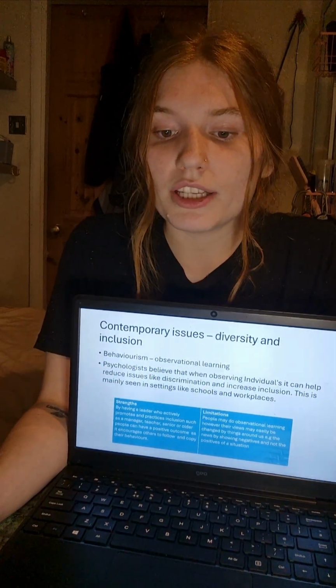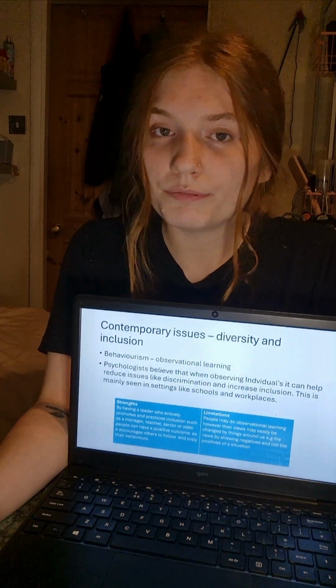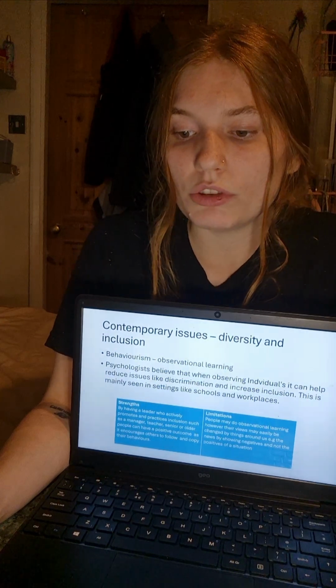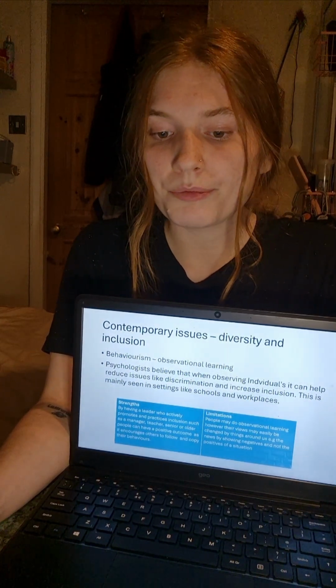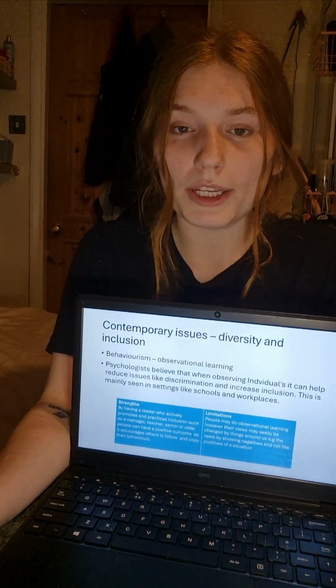Contemporary issues, diversity and inclusion. Behaviourism, observational learning. Psychologists believe that when observing individuals, it can help reduce issues like discrimination and increase inclusion. This can be seen mainly in settings like a school or workplace.